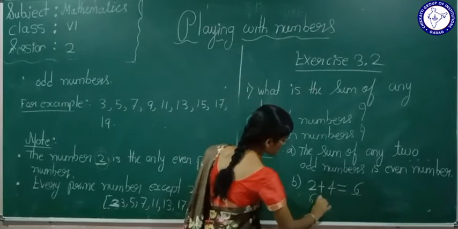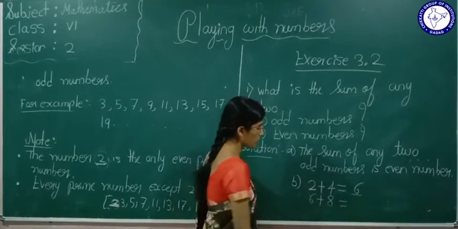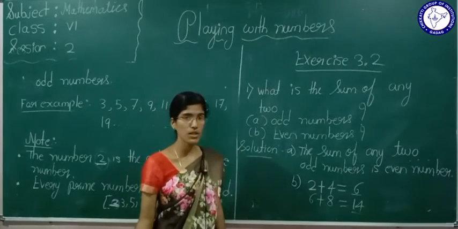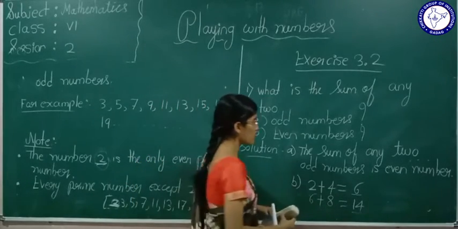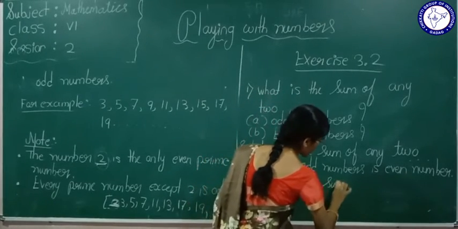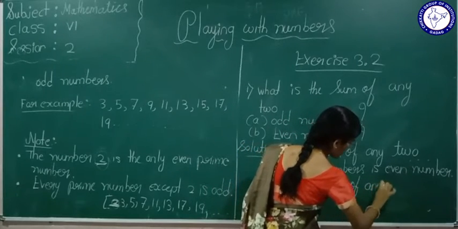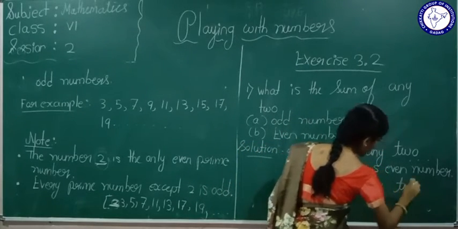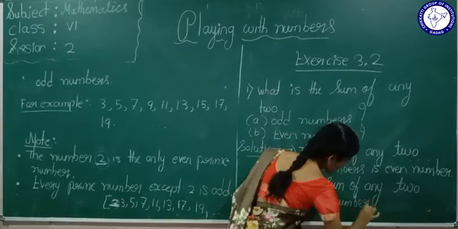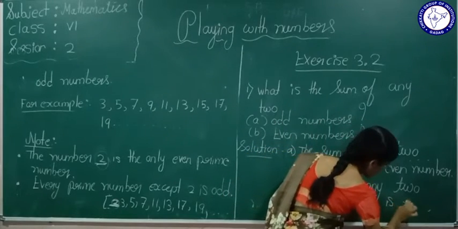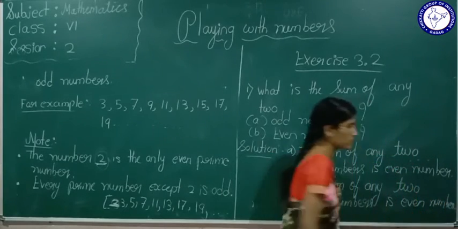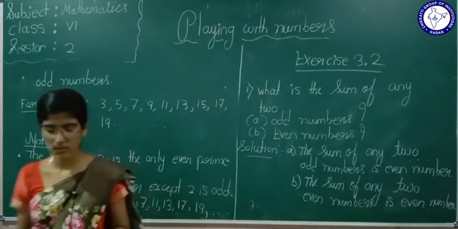Then 6 plus 8 is 14. 14 is an even number. What can we tell? The sum of any two even numbers is an even number only. The sum of any two even numbers is even number. Okay, so this is about the first one.